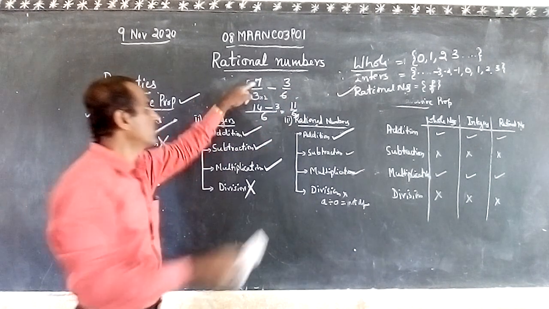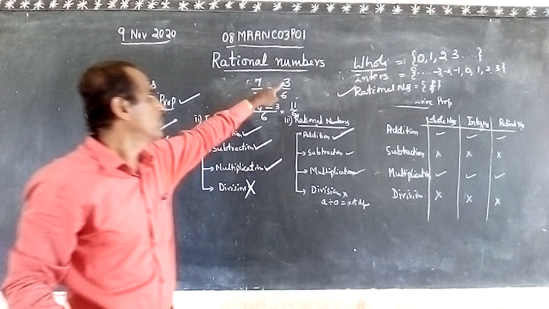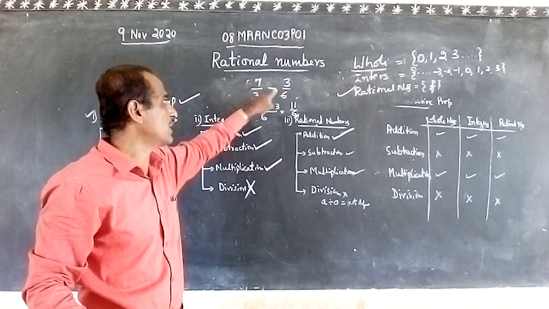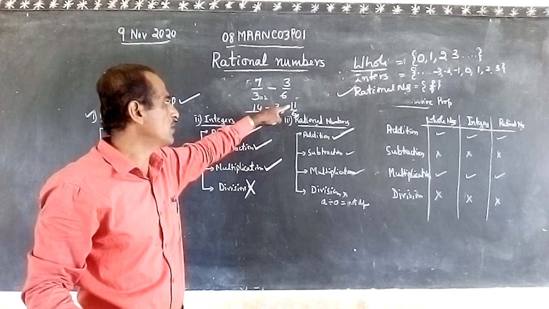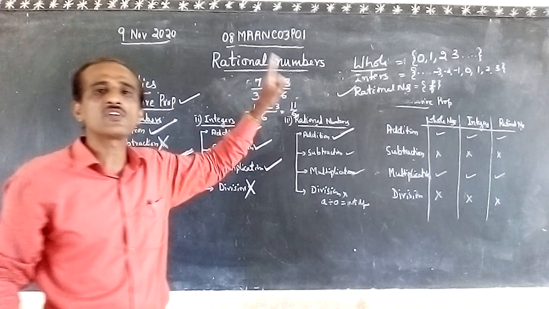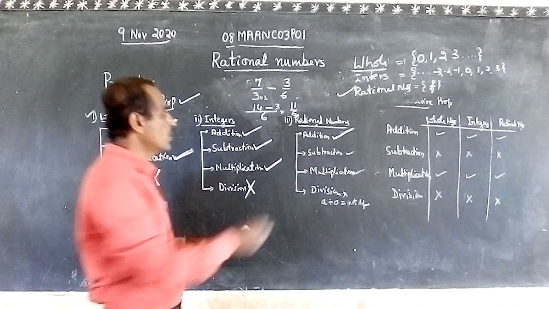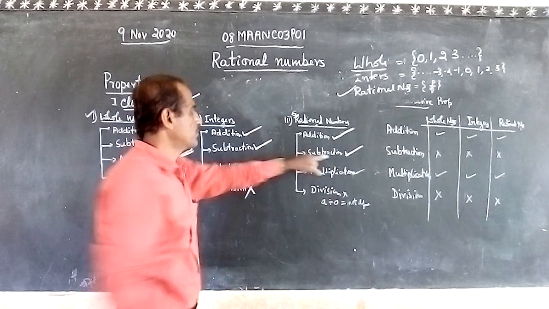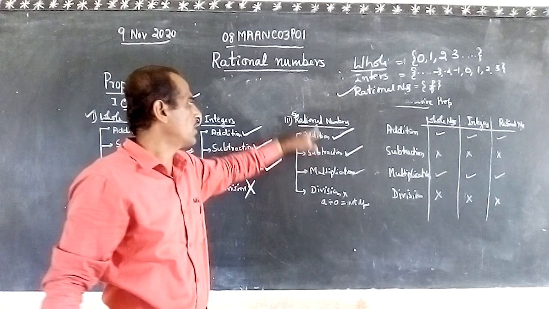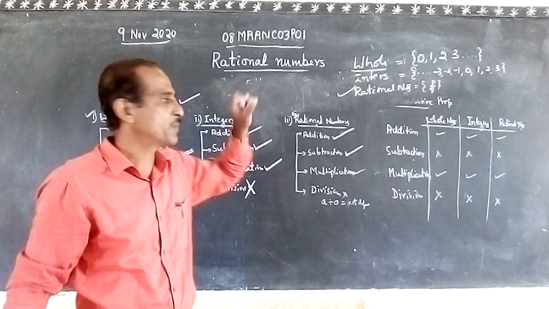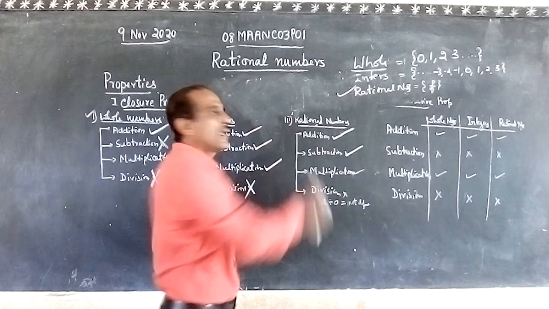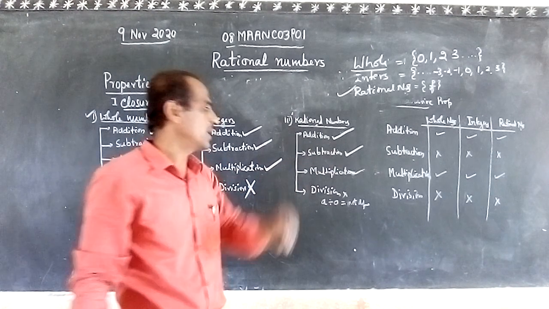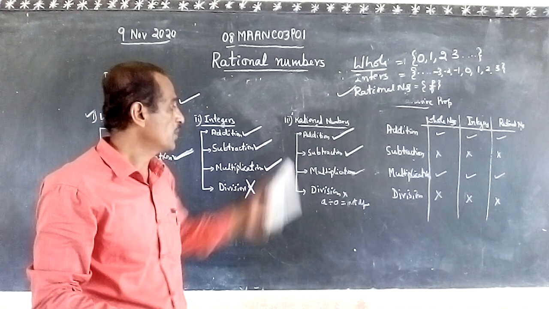So here 7 by 3 is a rational number, 3 by 6 is another rational number. If you subtract these two rational numbers, then you will get 11 by 6, which is also a rational number. Therefore, for rational numbers, subtraction is possible. So subtraction is closed for rational numbers. For all A and B rational numbers, A minus B is also a rational number.